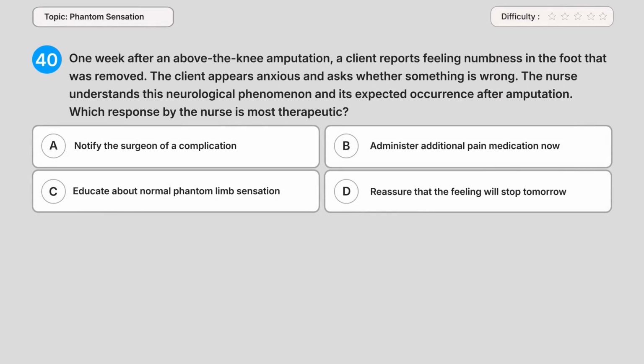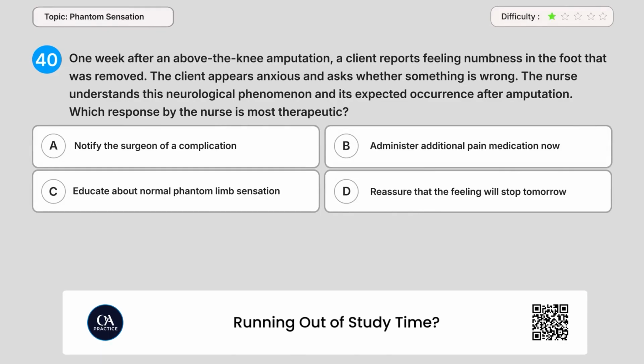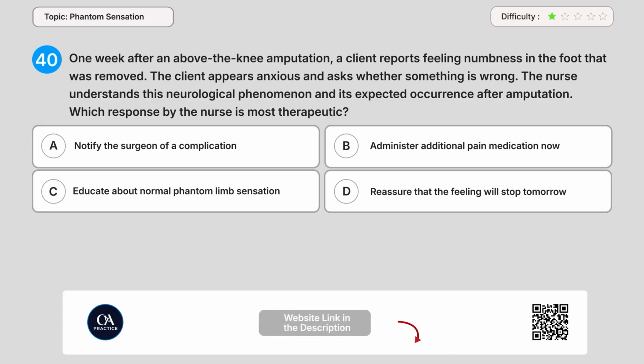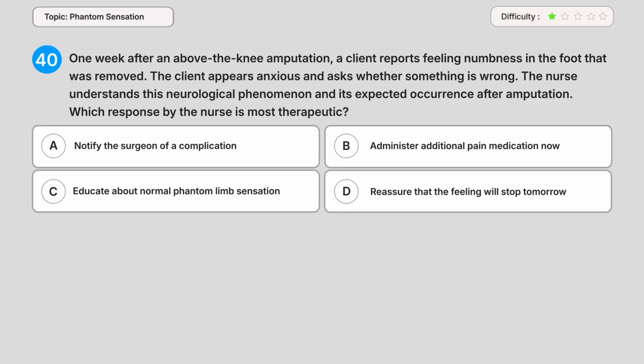40. One week after an above-the-knee amputation, a client reports feeling numbness in the foot that was removed. The client appears anxious and asks whether something is wrong. The nurse understands this neurological phenomenon and its expected occurrence after amputation. Which response by the nurse is most therapeutic?